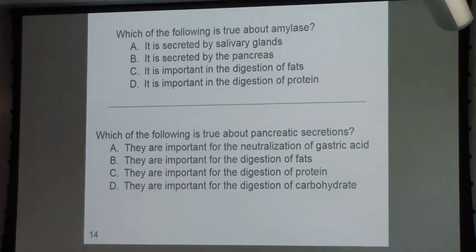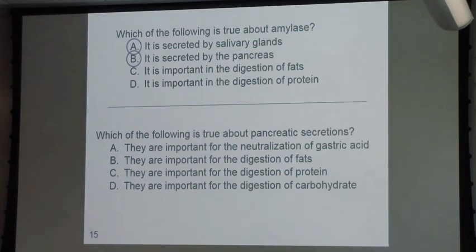Okay, let's do the top one. Which of the following is true about amylase? What are your answers? Yeah, A and B is the best answer. C and D are not correct. Amylase is important for the digestion of starches. Lipase in the saliva would be important for the digestion.